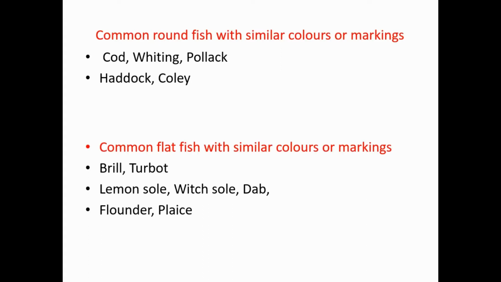Then you should take each sector separately and go through common fish which are similar and which can be mistaken. For example, cod, whiting and pollock. The cod and pollock particularly are reasonably similar in colour and shape. Haddock and coley could be mistaken for someone who doesn't know what they're looking at. And the same with flatfish, to tell the difference between a flounder and a dab, for example. So you just use the fish which are most commonly sold in your country.